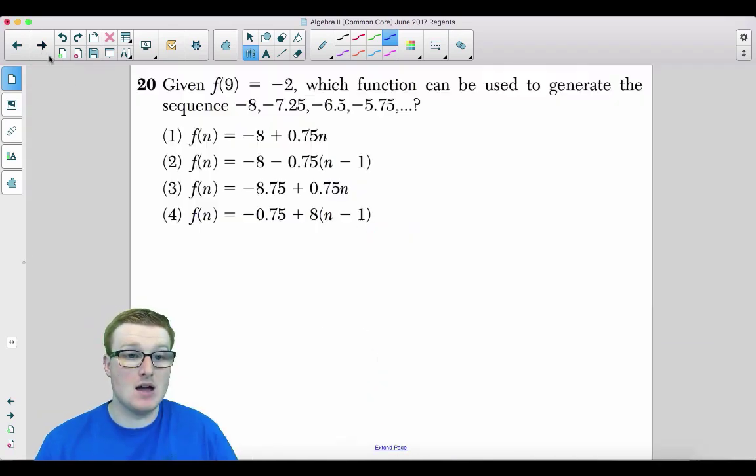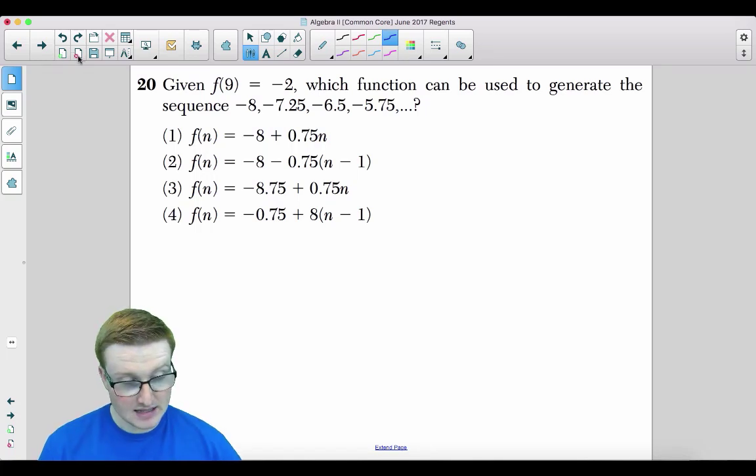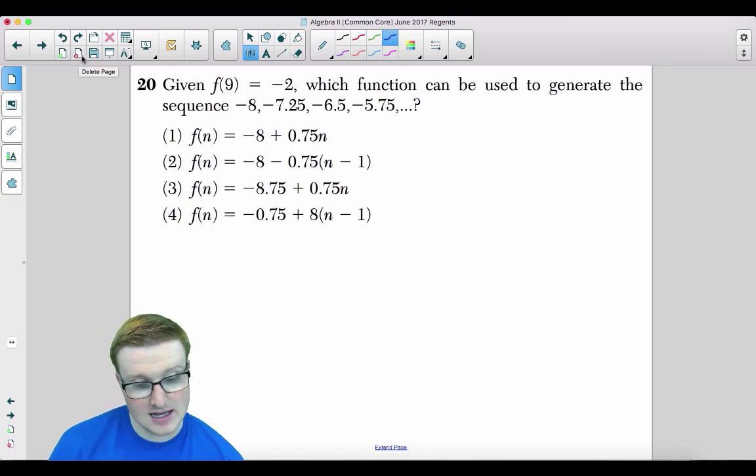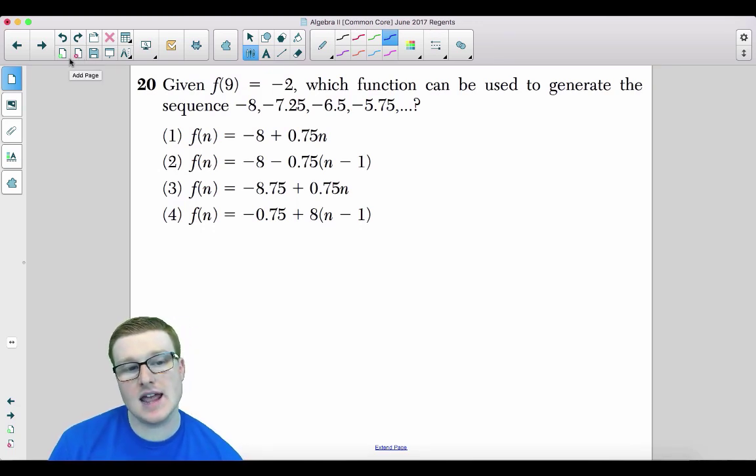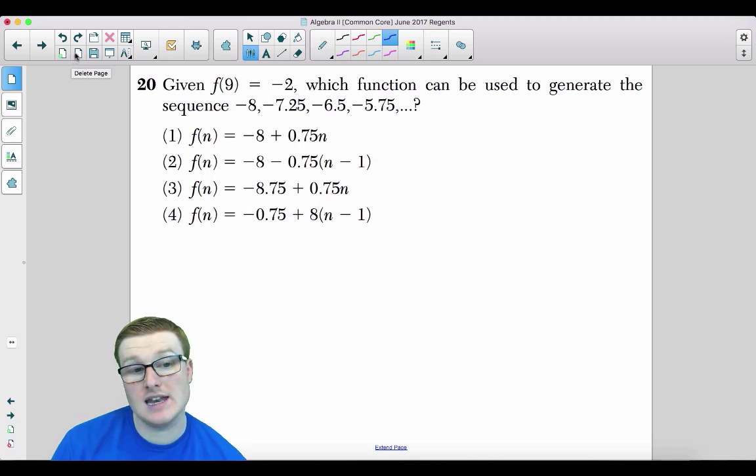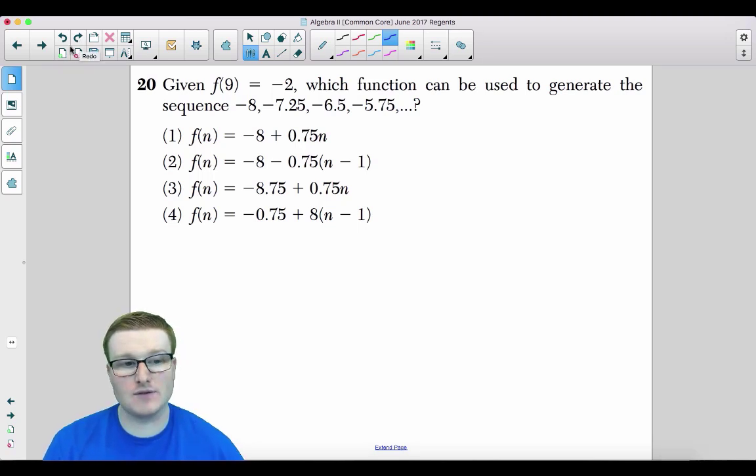Moving on to number 20. Given f of 9 equals negative 2, which function can be used to generate the sequence negative 8, negative 7.25, negative 6.5, and negative 5.75?